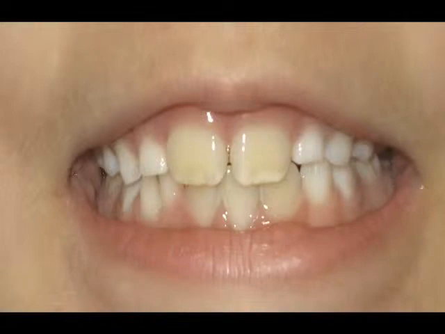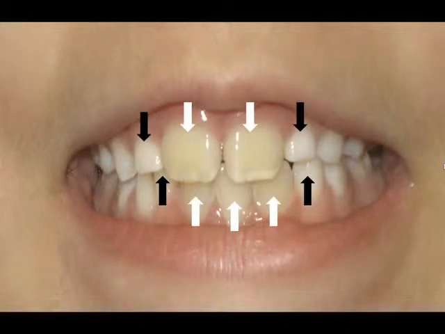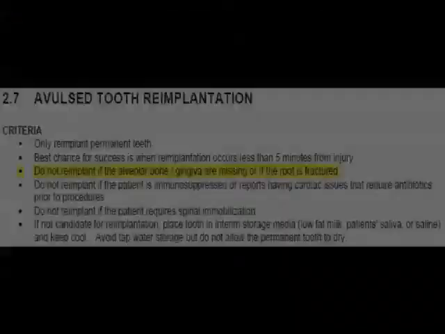Now try this one. Which are the permanent teeth? That's right, the white arrows point to the permanent teeth, which are slightly yellower and have mamelons, compared to the black arrows that point to the smooth, white baby teeth.